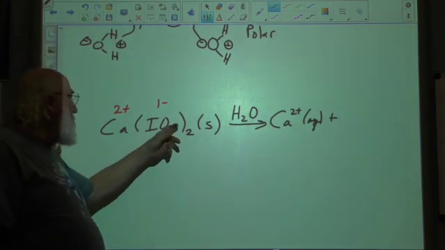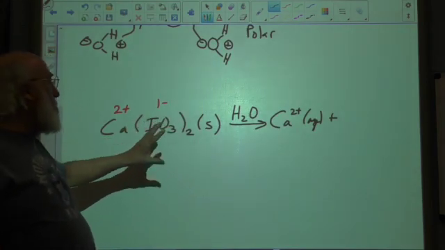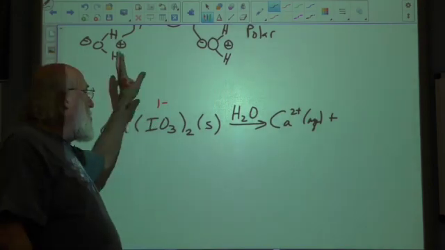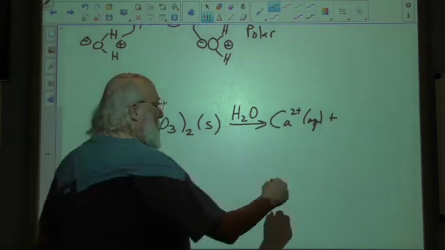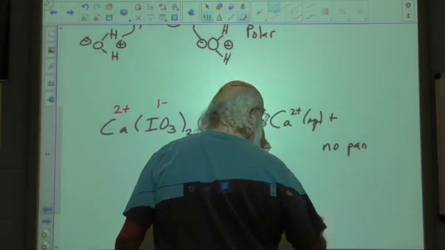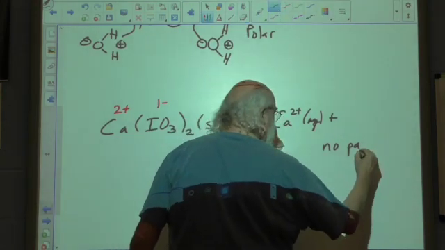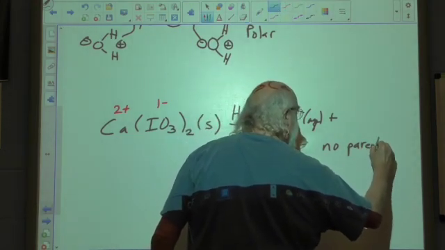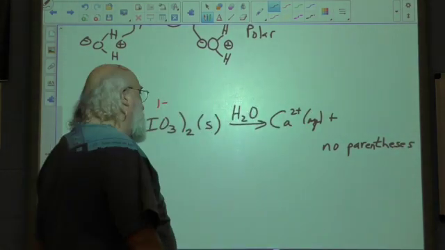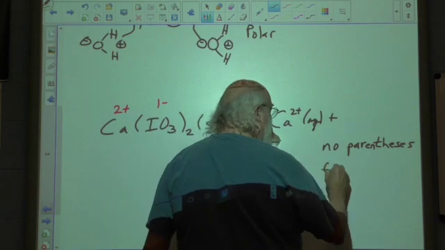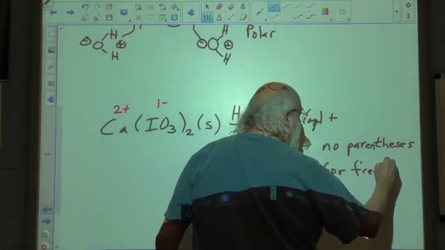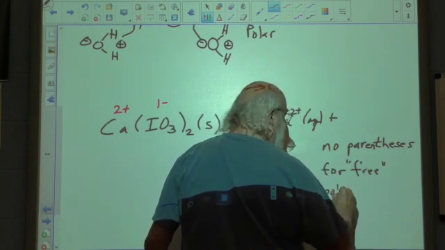You have 2 iodates. The parentheses is there in this compound to show that the charge is added to 0. But when the ions are by themselves, you do not need parentheses over here. So I'm going to put no parentheses. There's no parentheses for, shall we say, free polyatomic ions.